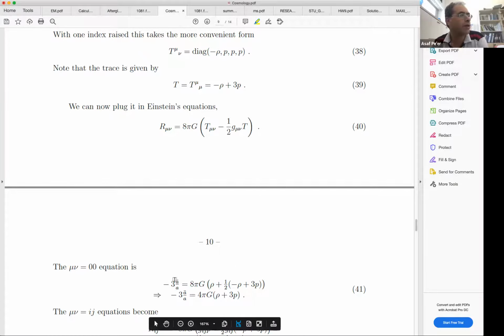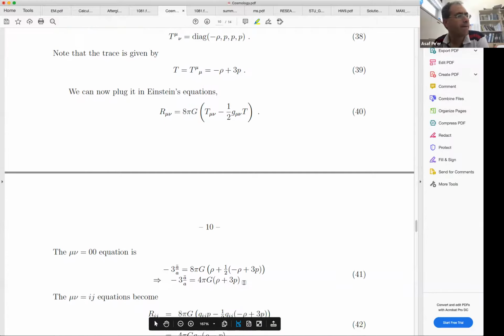So when we open up this parenthesis, we end up with -3 ä over a is equal to 4πG times (ρ plus 3P).